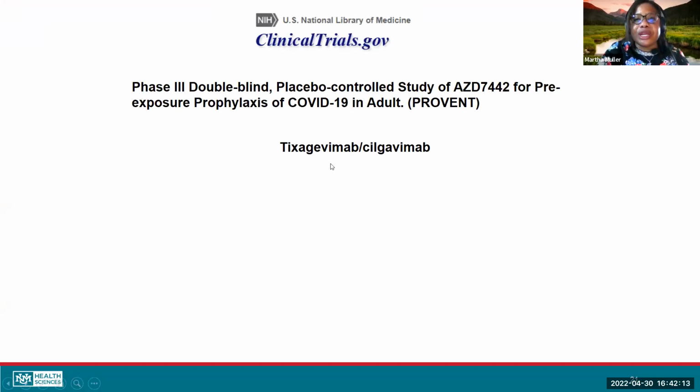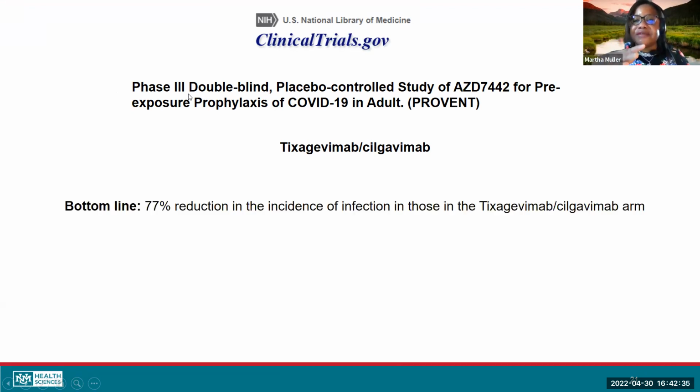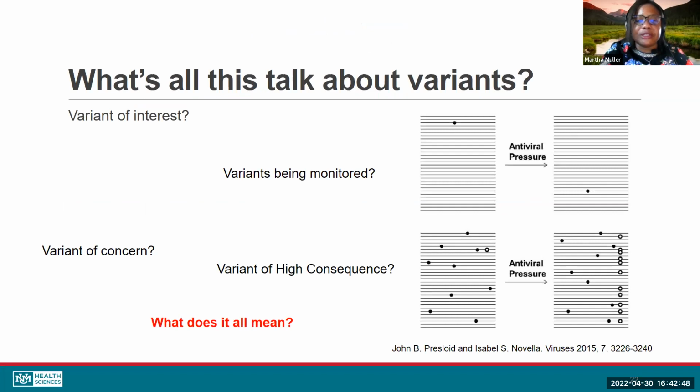I'll say a quick word here about the only preventive monoclonal antibody that we have, tixagevimab and cilgavimab, or Evusheld is its trade name. And what we see from this study, the PROVENT study, looking at this monoclonal antibody for pre-exposure prophylaxis of COVID-19 in adults, was that there was a 77% reduction in the incidence of infection in that treatment arm. So establishing itself as a fantastic potential option for protection for our immunocompromised patients.